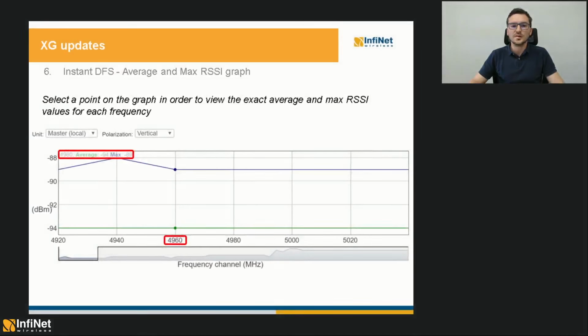The first graph shows a blue and a green line that represent the maximum and average RSSI at each frequency for the selected master or slave unit and vertical or horizontal polarizations. You can select points on the graph in order to view the exact RSSI values like you can see in this picture.